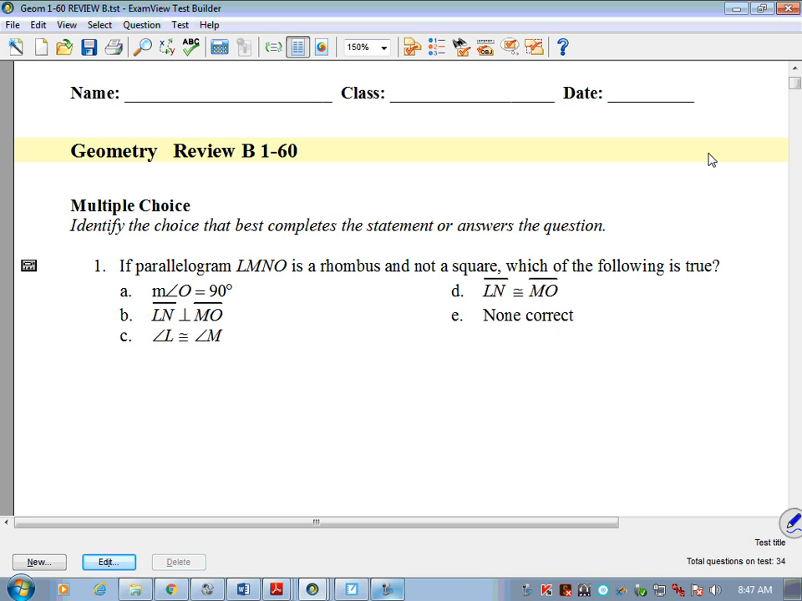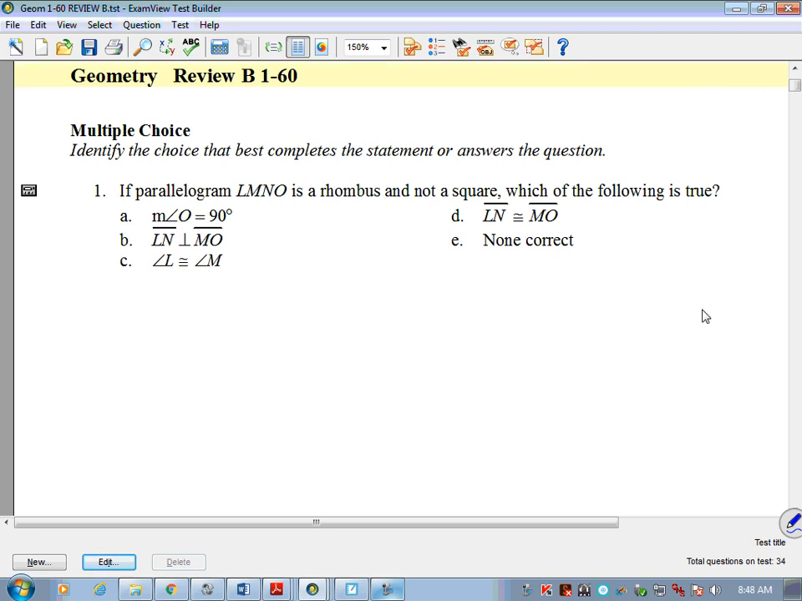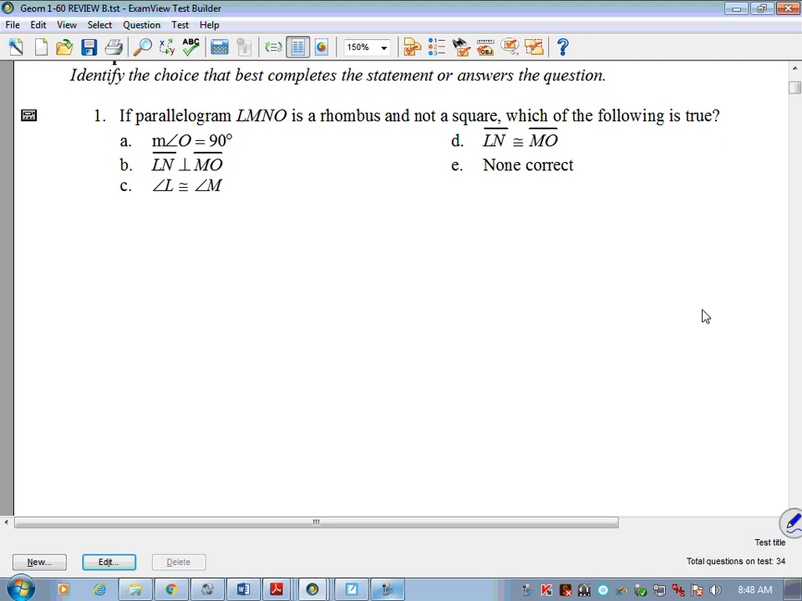All right. Let's see, Geometry Review 1 through 60, question 1 comes from lesson 52, properties of rectangles, rhombuses, and squares. So our question here is, if a parallelogram LMNO is a rhombus and not a square, which of the following is true? So we're looking for something that is a rhombus but not a square. So if we're going to draw it, let's not draw it as a square. We do know something about a rhombus. We know that all four sides are congruent, and if we draw this, we draw LMNO.